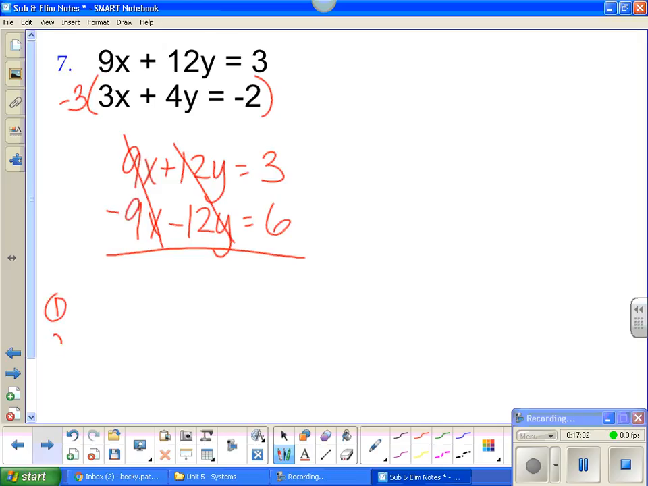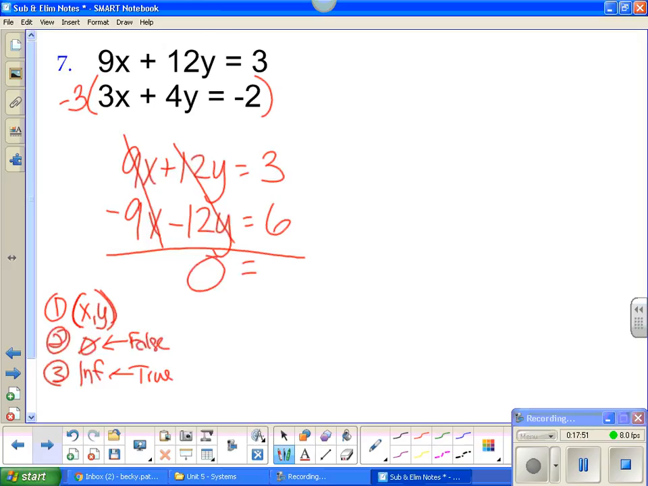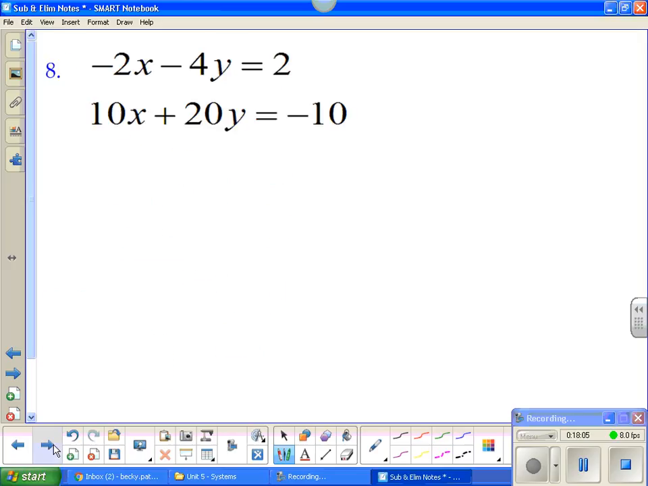Well, do you remember our three solutions? We have a point, we have no solution, and we have infinite solutions. We said point, those are all the ones we've been doing. This is when you get a false statement, and this is when you get a true statement. So let's look. On this side of the equals, I have a 0 because everything cancels. And on this side of the equals, I have a 9. That is definitely a false statement. So this is no solution, which means these two lines, if I were to graph them, would be parallel and never touch.